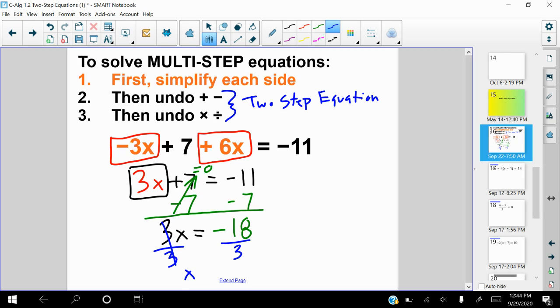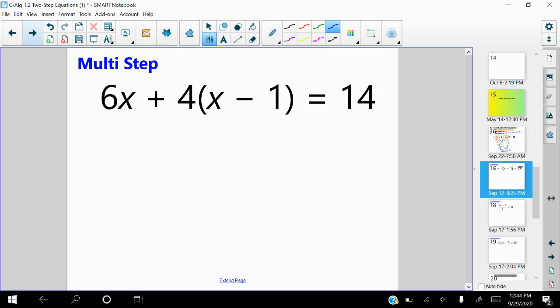In doing so, we get negative 18 divided by 3. I see it's a negative divided by a positive, which yields a negative. 18 divided by 3 is 6. Therefore, my final answer is going to be x is equal to negative 6. Awesome. I want you to try out this problem on your own, at least the first step. Let's see if we can identify that first step.